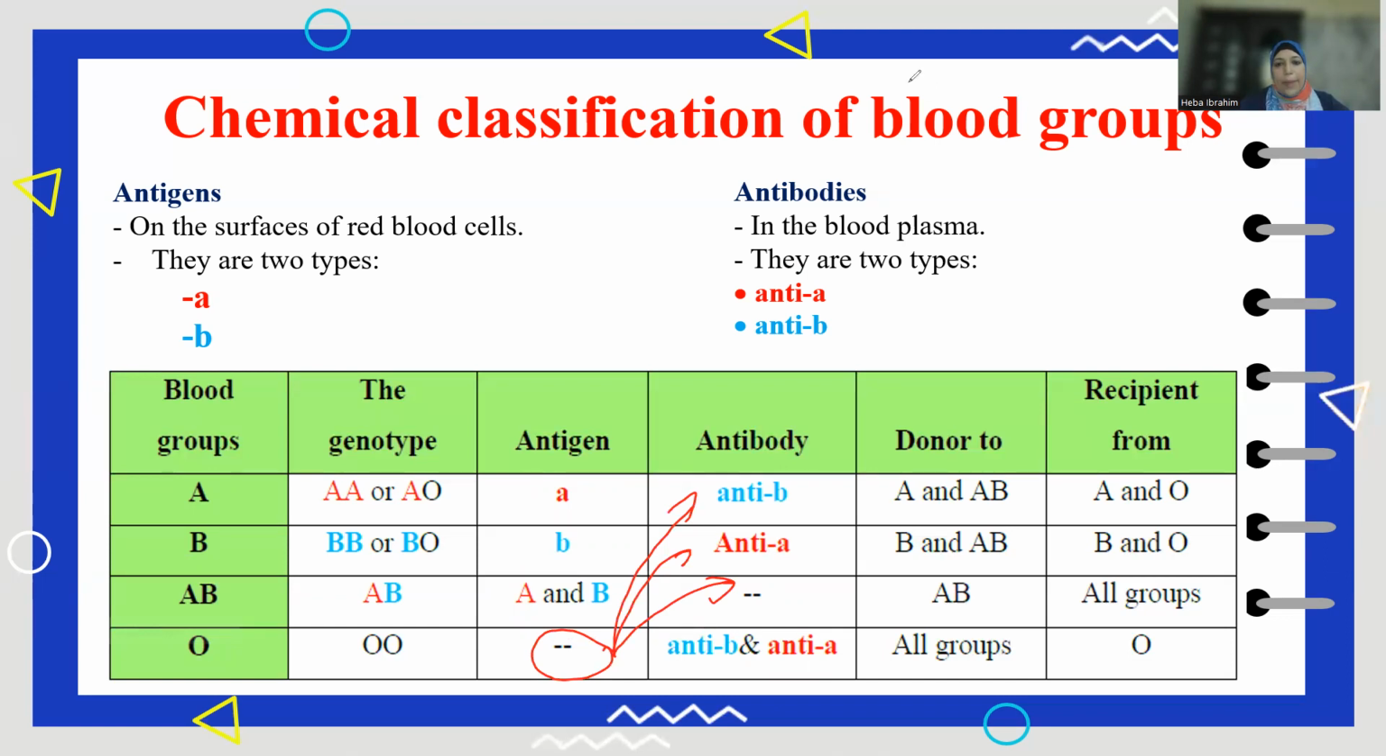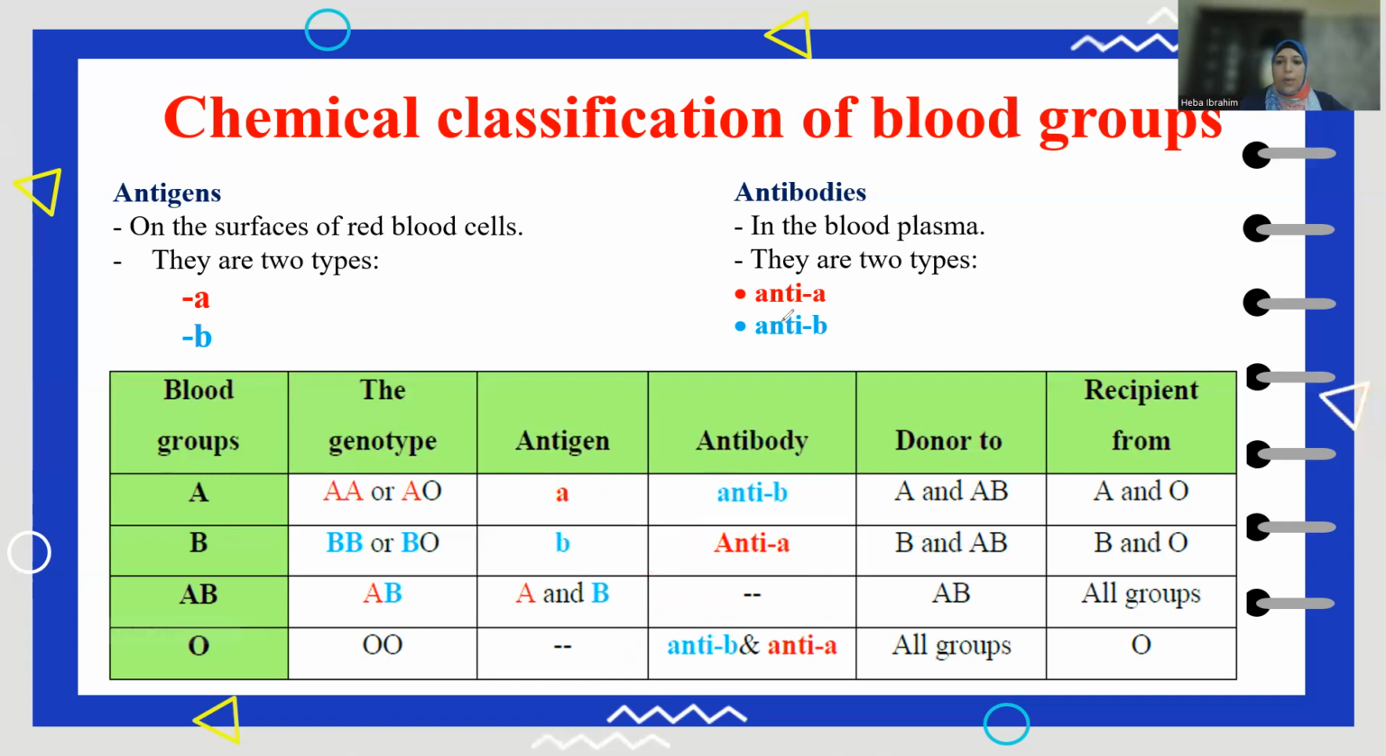What about blood group AB? Blood group AB is considered the universal receiver, or recipient. Why? Because it can receive blood from all the other blood groups.